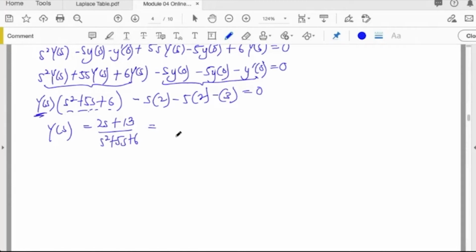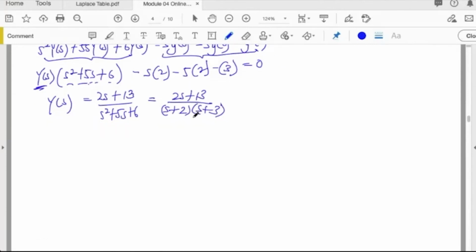Okay, so inside the denominator, you can separate into two parts. Okay, so s, and 2 and 3. Okay, so that gives you positive, and that also gives you positive. So you have 2s plus 13. Okay, so once you got this form, the next stage is we need to apply partial fractions.